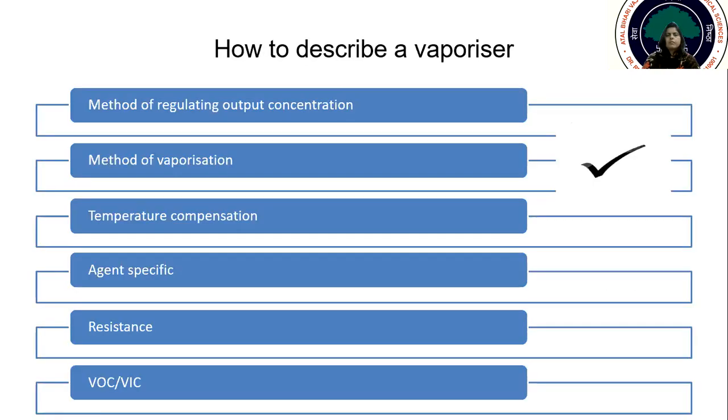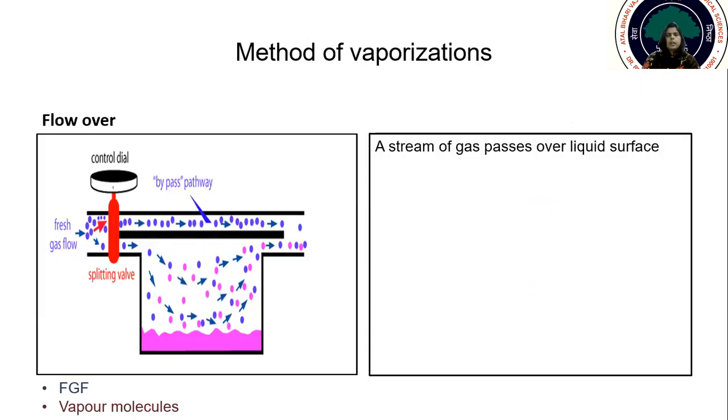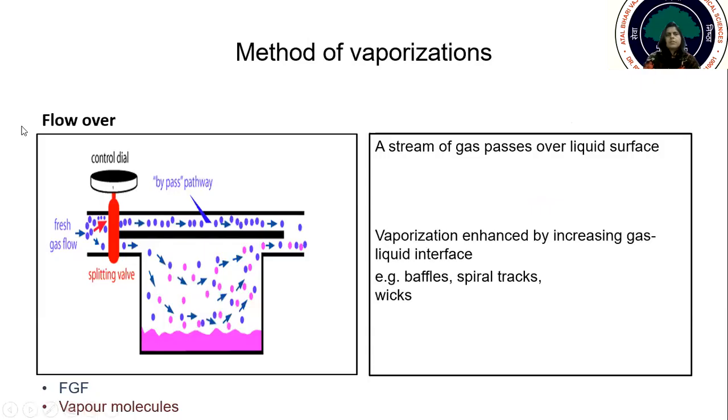Now moving on to the method of vaporization. According to the method of vaporization, first we'll discuss flow over. It's an almost similar diagram. Fresh gas flow is coming. The blue part is going through the bypass chamber, and then a stream is coming inside the vaporizing chamber. It is getting saturated with the molecules, reaching the outlet, mixing with the fresh gas flow and leaving the outlet. So basically, it is just flowing over the liquid, getting saturated and leaving the outlet.